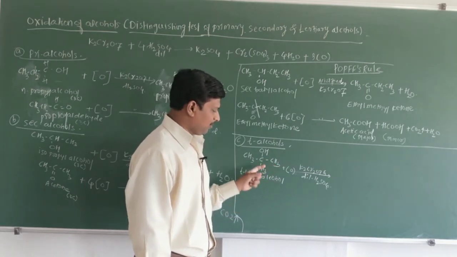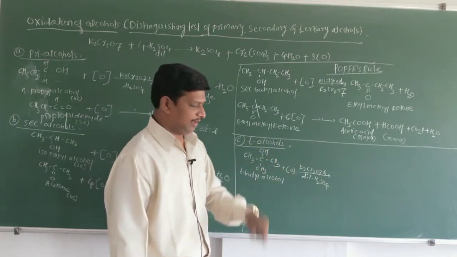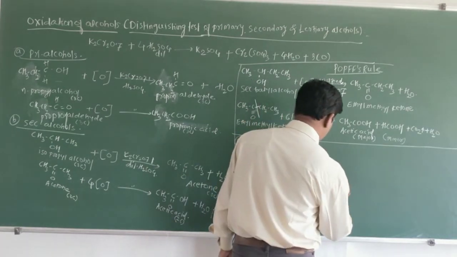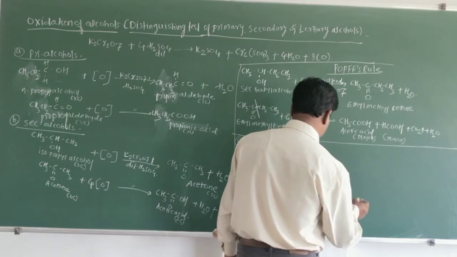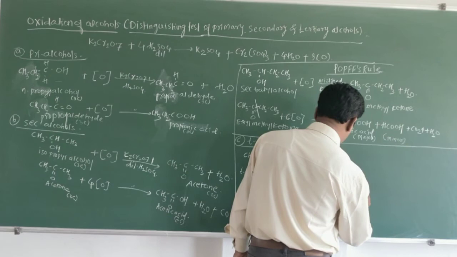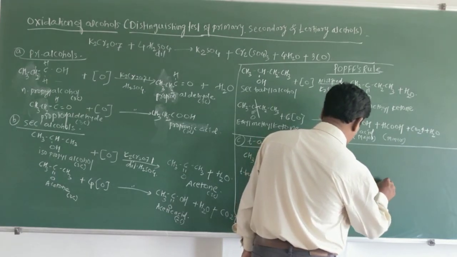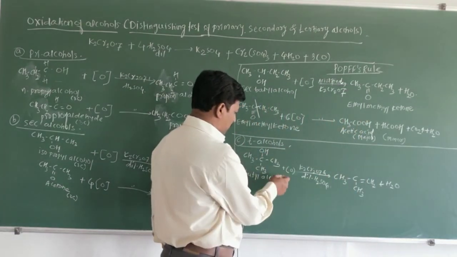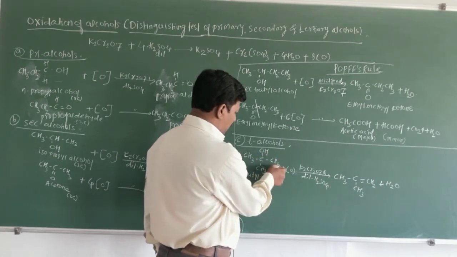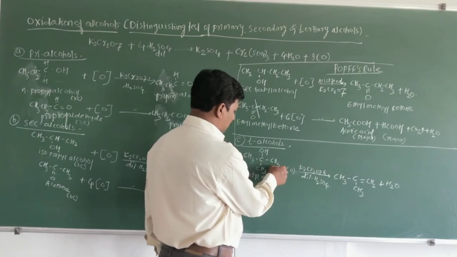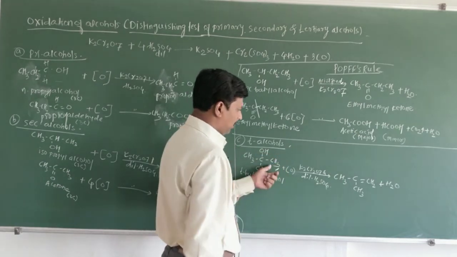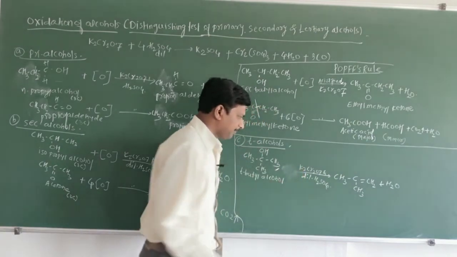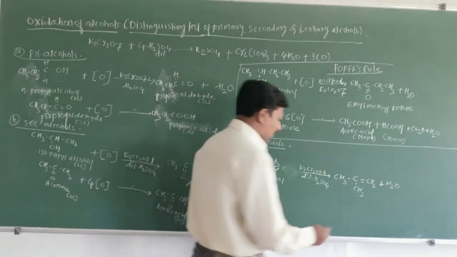Therefore tertiary butyl alcohol undergoes dehydration, and the product in this reaction is an alkene, CH3 double bond CH2, and H2O. Dehydration takes place: this OH group, and from this CH3 one hydrogen H, and the OH form H2O. No need to take the oxygen atom here. So H2O is formed. The alkene is isobutylene.